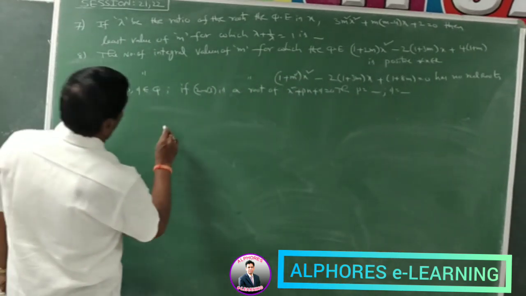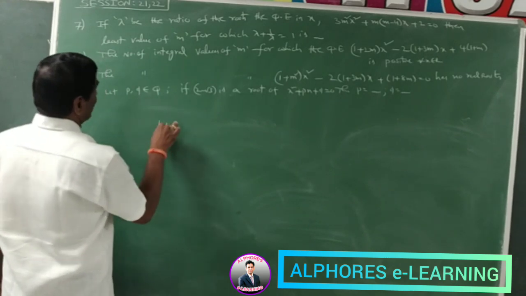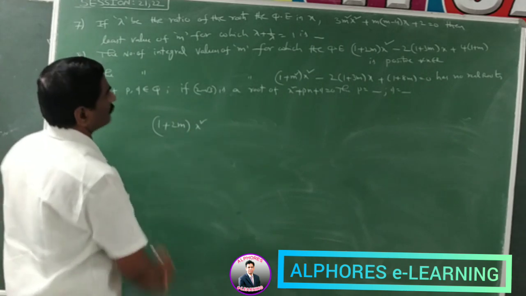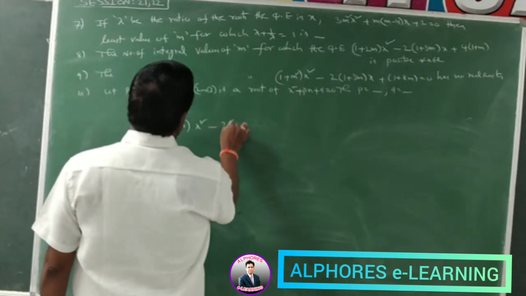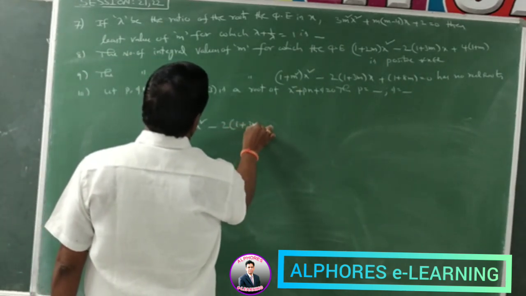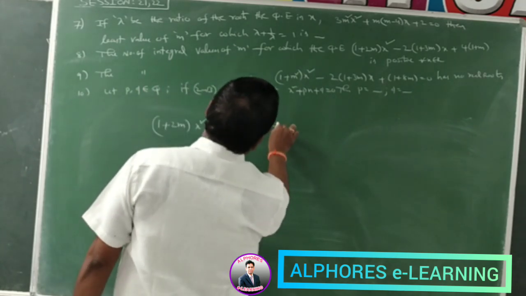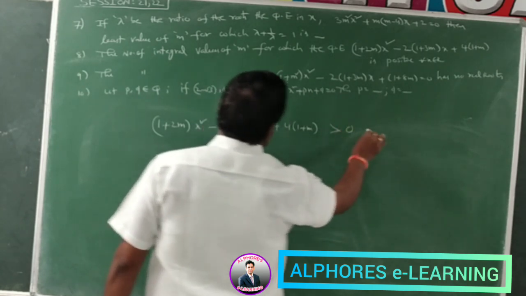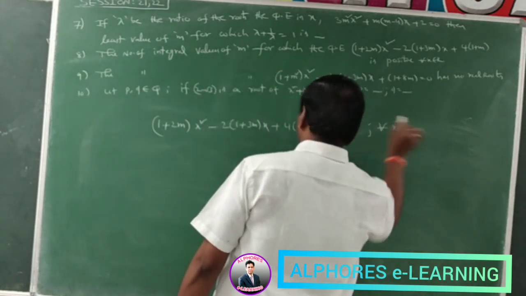Positive for all x belongs to R. The given expression is (1 plus 2m) x square minus 2(1 plus 3m) x plus 4(1 plus m). This expression is always greater than 0 for all x belongs to R. Always positive means greater than 0.